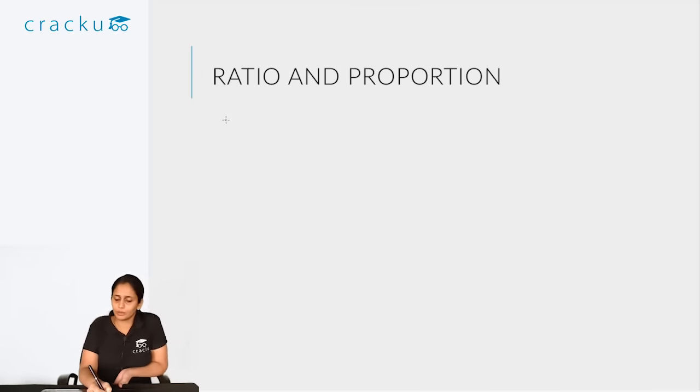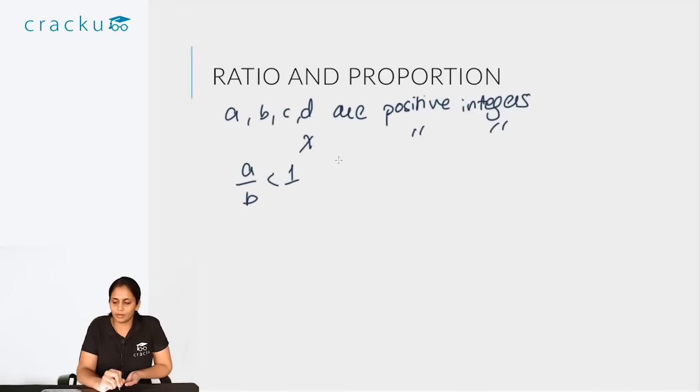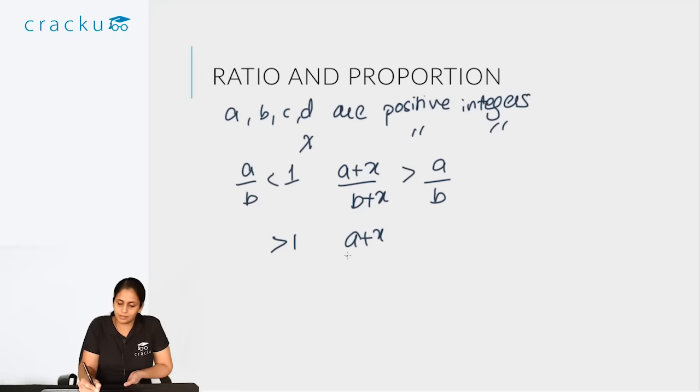So the basic thing that you need to understand in ratio and proportion is that suppose A, B, C, D are positive integers, and say X is also a positive integer. When A by B is a proper fraction, what do I mean by a proper fraction? A proper fraction is one that is less than one. Then A by B is a proper fraction, then A plus X by B plus X will be greater than A by B. When it is an improper fraction, then A plus X by B plus X will be less than A by B. So this is the basic fundamental in ratio and proportion.